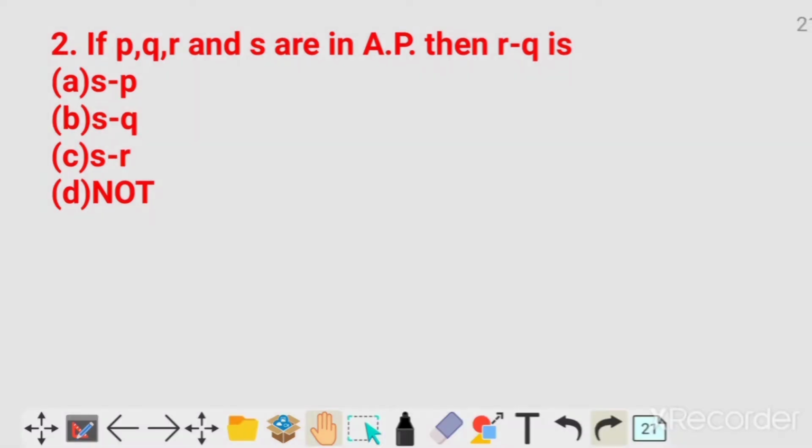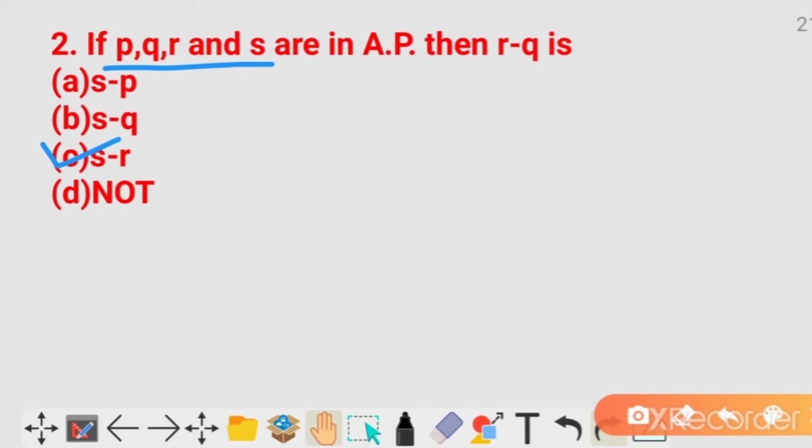I think most of you have solved this in less than 5 seconds. Okay, so the answer is S minus R. And how do you solve this? So P, Q, R, S, this is the arithmetic progression. And you all know that in AP series, the common difference is equal.